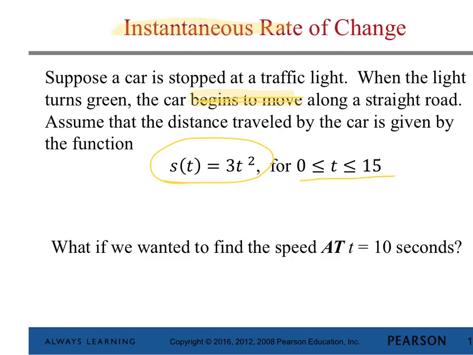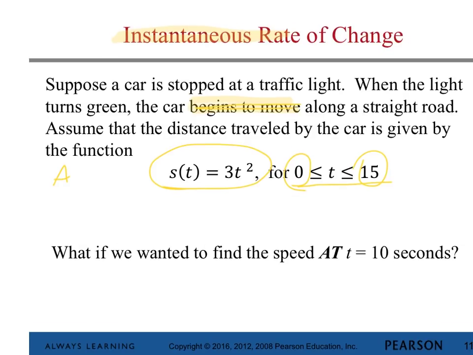Now, we could find the average speed of the car over that 15-second interval. The average speed would be easy to figure out. We would simply take the difference of 0 at time 0, because the car's still sitting still, and then we would take 3 times 15 squared and get 675. So 675 feet, because this would have to be measured in feet since we're talking in a matter of seconds, divided by 15 seconds would give us an average of 45 feet per second. So if we're talking about average, then that's 45 feet per second.